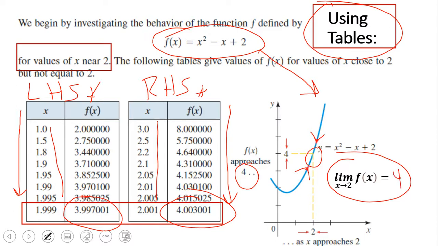For these questions, no matter how you're asked to solve them, don't forget to actually answer the question. The ultimate question is what's the limit, so always make sure that you answer it. If you're wondering, well, could you just plug 2 into the equation and get 4? The answer is sometimes, and we'll talk more about that shortly.